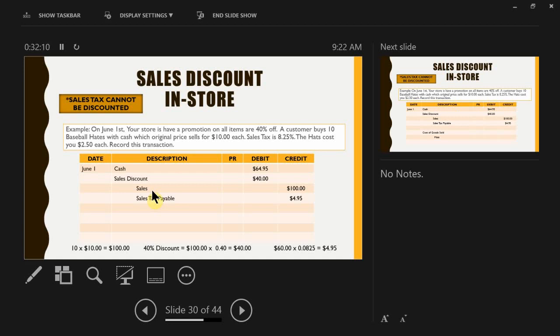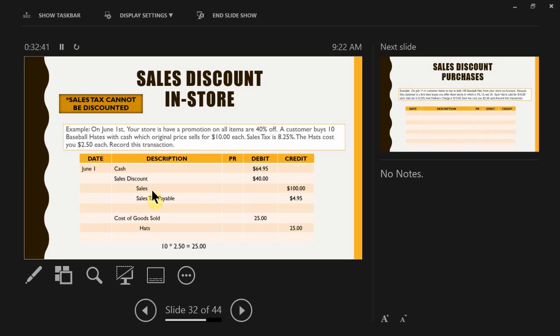So in this case, each item is going to be sold at $6 instead of the original price. Okay, so if it cost me $2.50 per hat and I sold 10 of them and I need to update my inventory, how much is going to be my cost of goods sold? 25. Right? Good. $25, right? Because we sold 10 at $2.50.